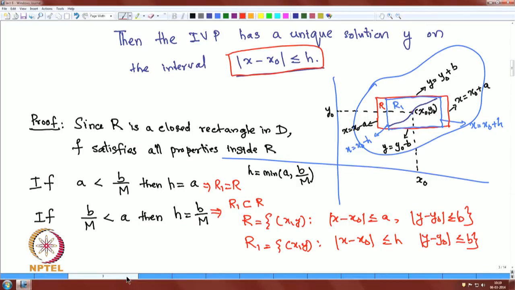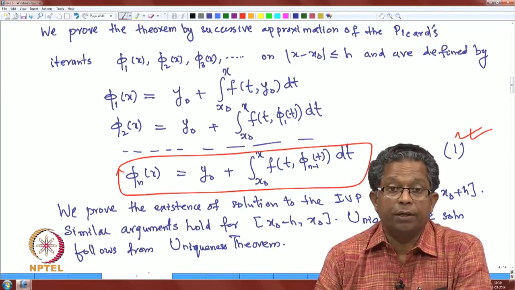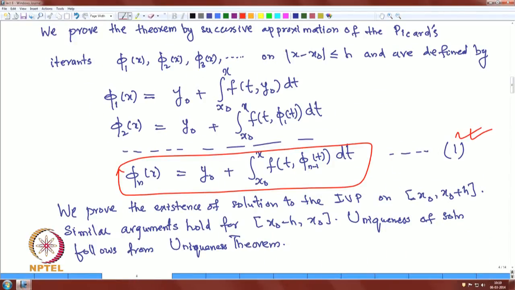Then the Picard's theorem is that the initial value problem has a unique solution in the interval |x minus x0| is less than or equal to h. And the main idea in the Picard's theorem is we define what is known as Picard's iterative scheme, the iterants. We define the Picard's iterants by phi n is equal to y0 plus integral x0 to x f of t, phi n minus 1 of t dt, n varies from 1, 2, 3, etcetera. So, we get a sequence of functions.